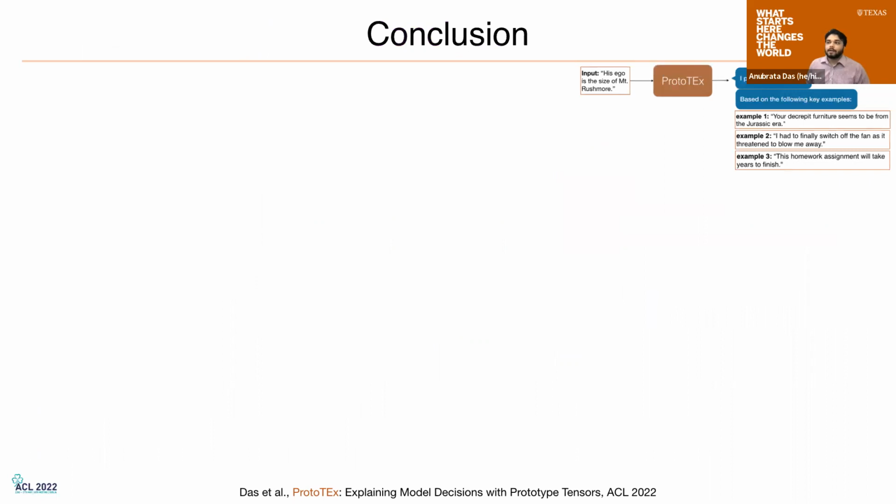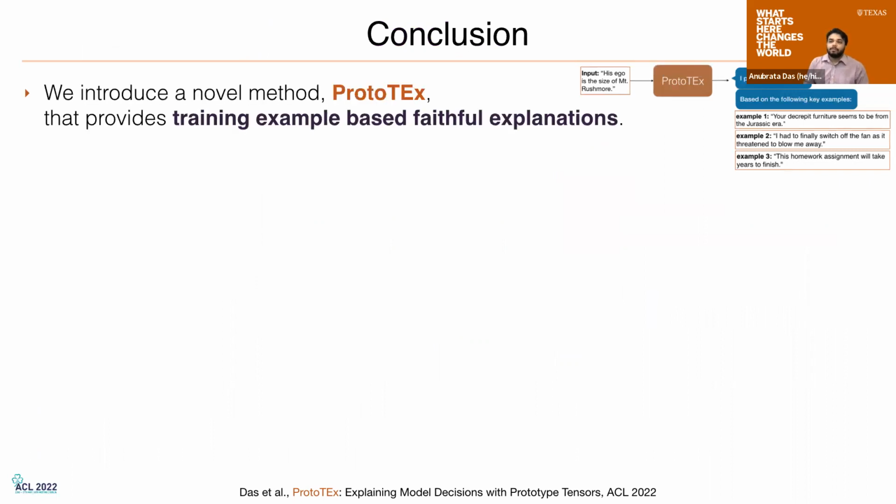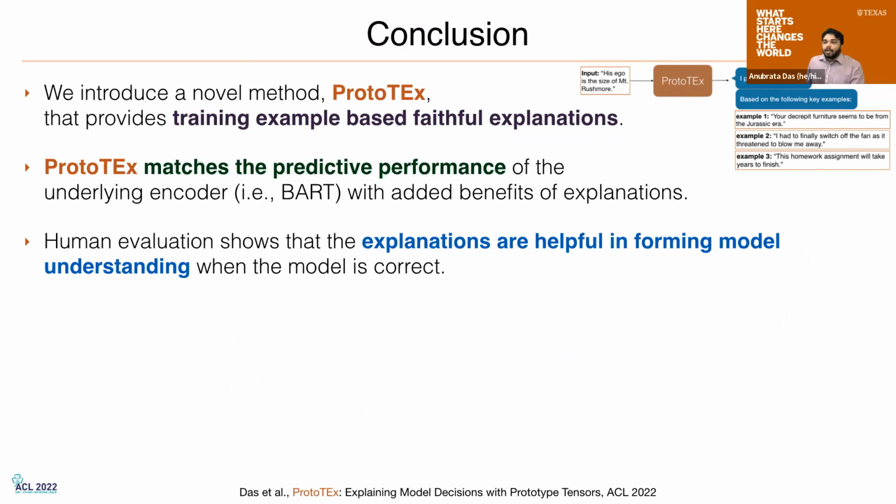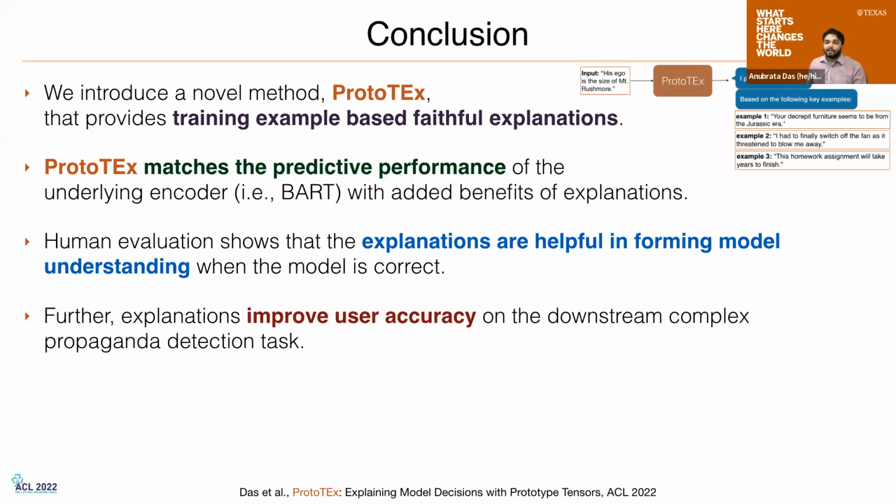To conclude this talk, we introduce a novel method, ProtoTEx, that provides training example-based faithful explanations. And ProtoTEx matches the predictive performance of the underlying encoder, in this case BART, with added benefits of faithful explanations. Human evaluation shows that the explanations are helpful in forming model understanding when the model is correct in terms of making its prediction. And further, we see that the explanations improve user accuracy on the downstream complex propaganda detection task, specifically for non-expert users.